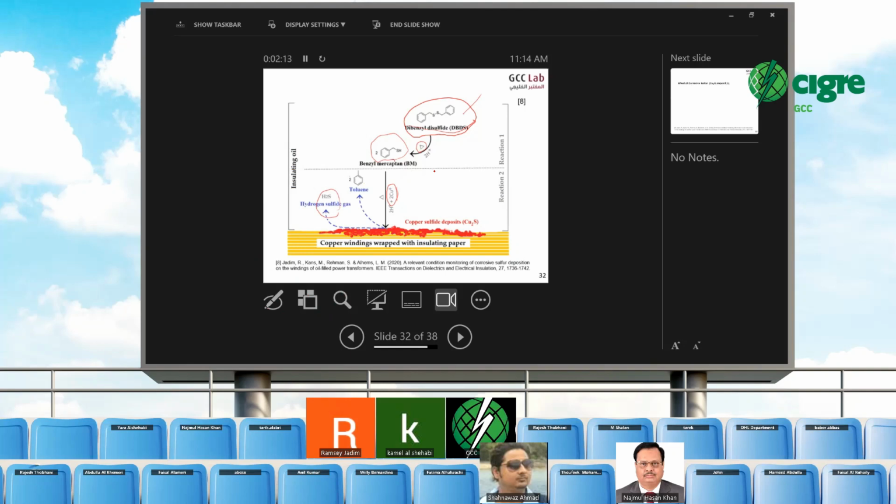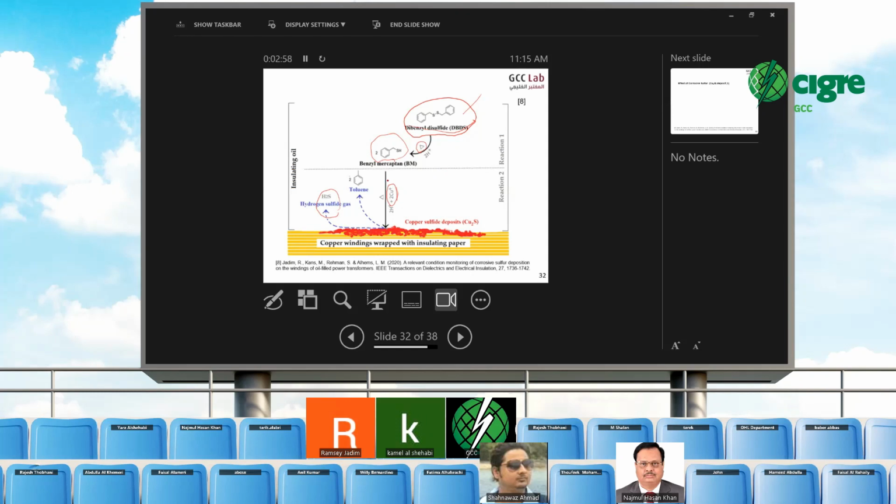Because DBDS is reduced with time, since it's used in the corrosion process. After 10 years, maybe you will not find DBDS in the oil. So if we test just DBDS and see you don't have DBDS, you say it's okay, I don't have a problem, my transformer is okay, but it's not correct. You need historical data. If you had it from the beginning and now after 10 years it is 0, that means it's consumed in the corrosion.